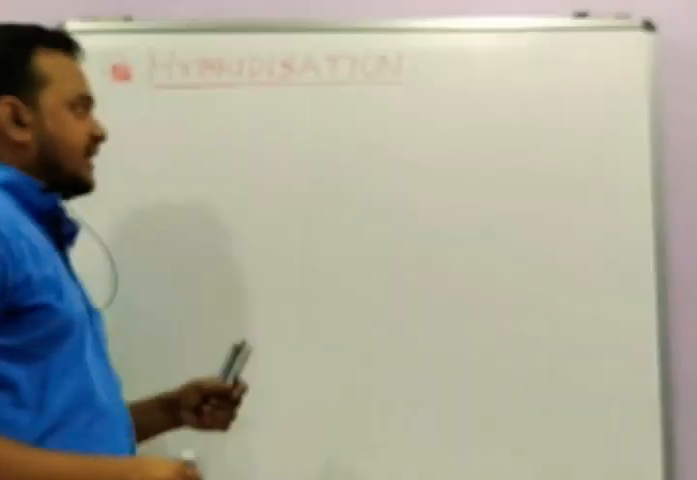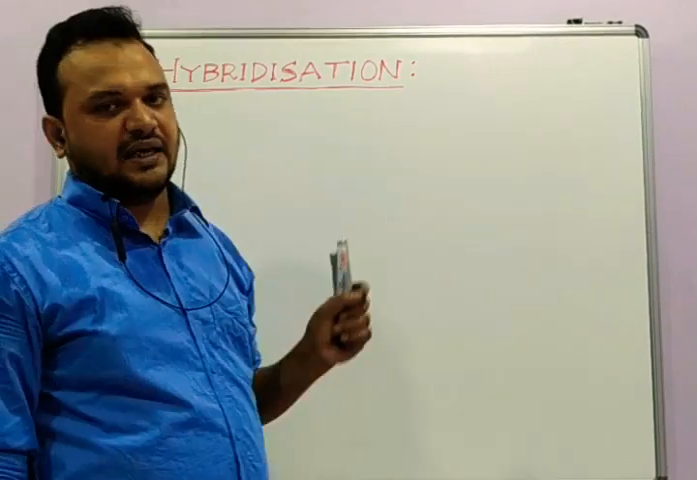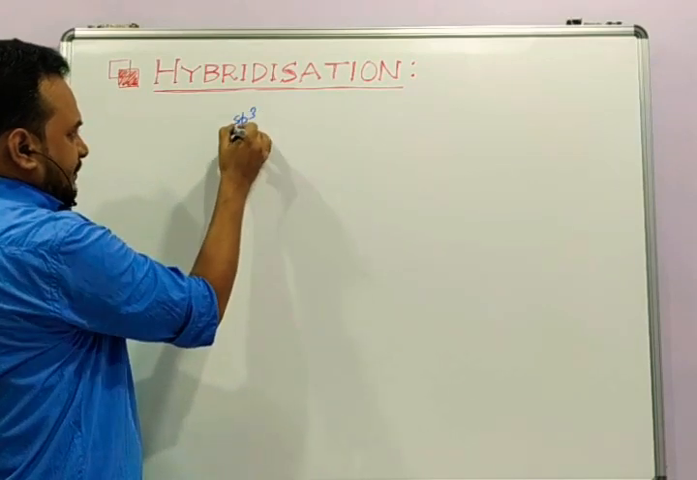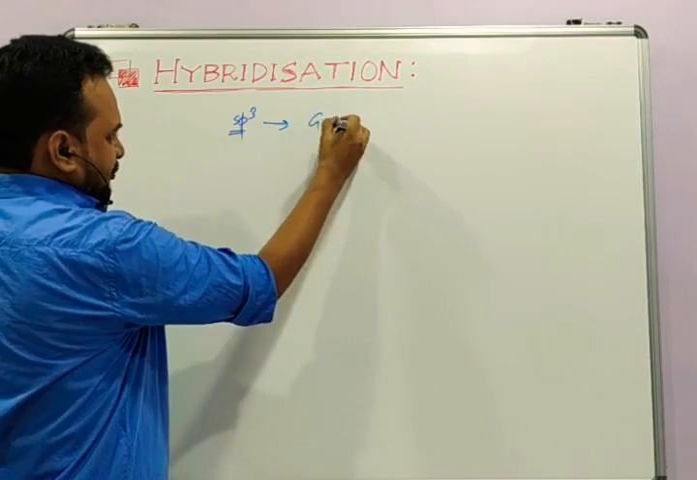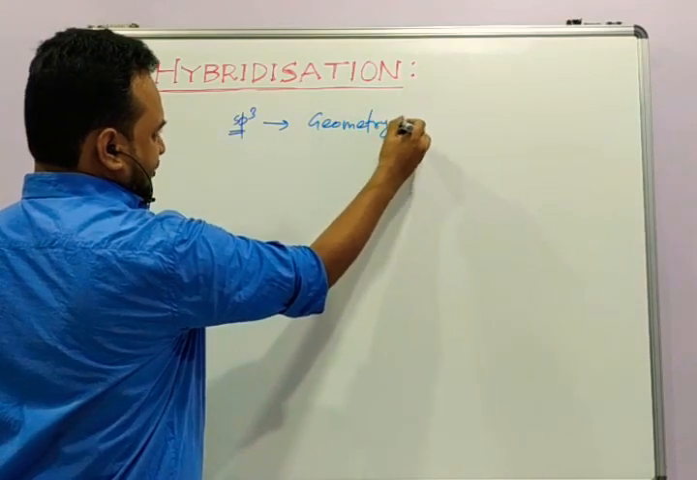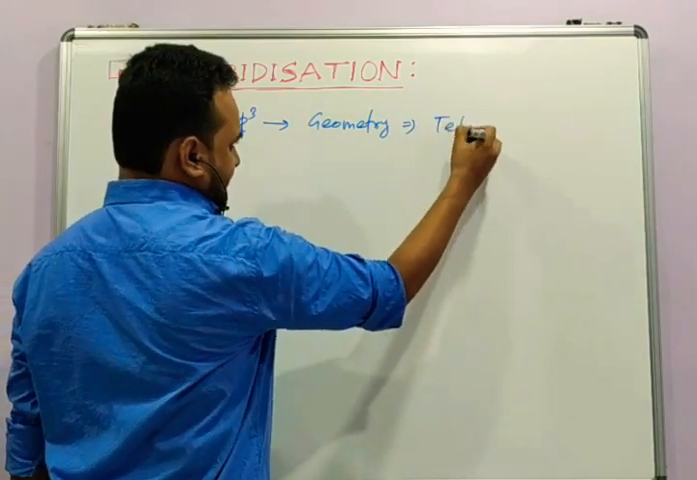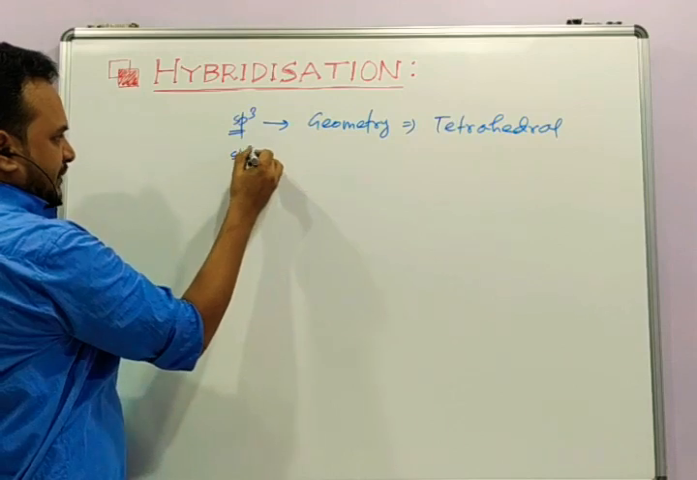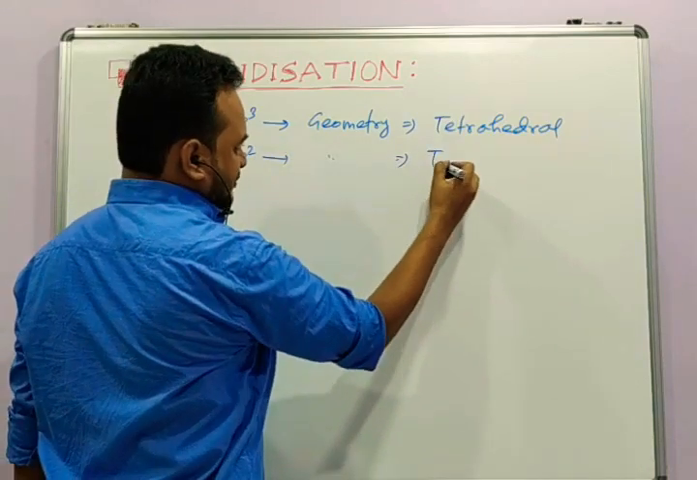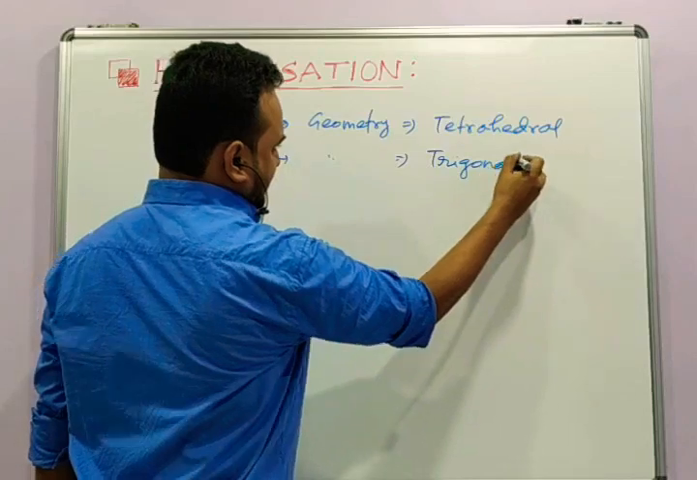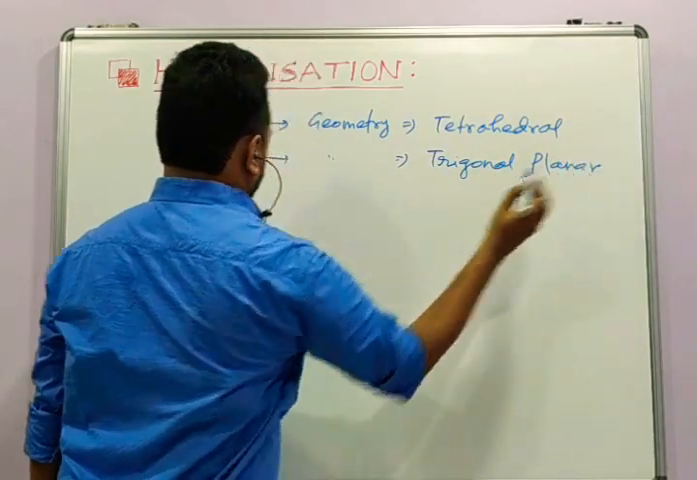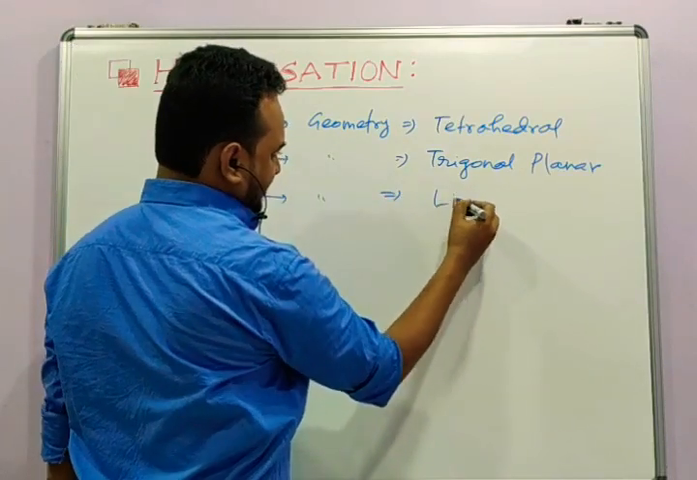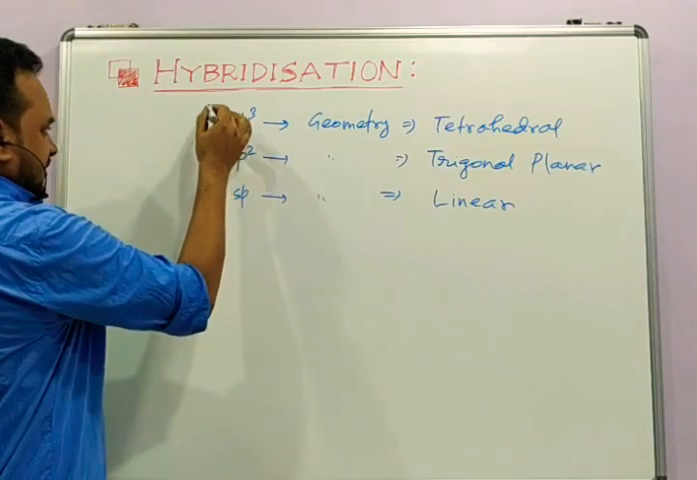Now as I said, each and every hybridization is associated with a particular geometry. If it is sp3 hybridization, then the geometry is tetrahedral. These things you have to remember, okay? If it is sp2 hybridization, then the geometry is trigonal planar. And if it is sp hybridization, then it is linear. Okay, these are the corresponding geometries.